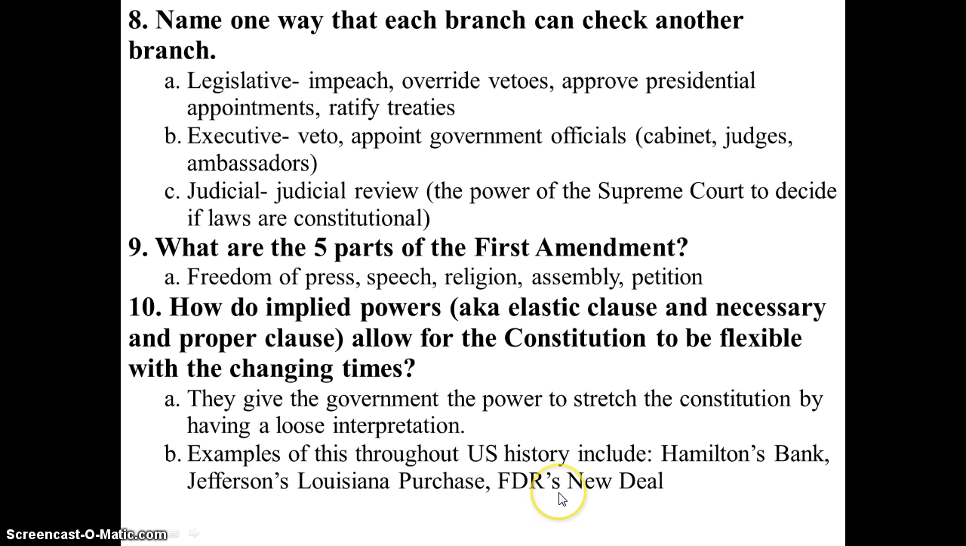FDR having the New Deal, saying, you know what, people are starving, so maybe let's take care of that. You can add a million more things to this, like Homeland Security. You can add like NASA. You can add like the Environmental Protection Agency. There are a bazillion examples. Honestly, anything that's not written in the Constitution that the government has done, loose interpretation, my friend, loose interpretation.